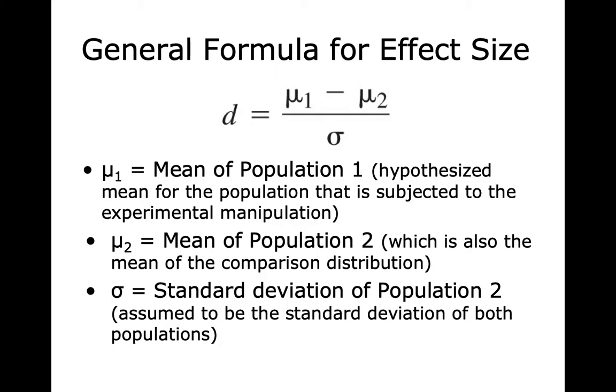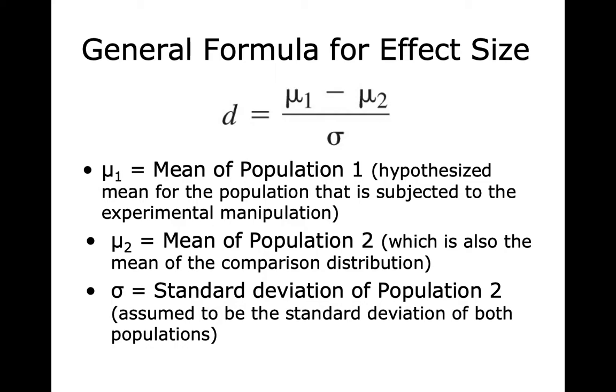So here's our general formula for effect size. As mu1, we're going to use the mean of population 1, and this will be a hypothesized mean for the population that is subjected to some experimental manipulation or some treatment. So this is a treated population. Mean number 2, mu2, is the mean of the comparison distribution. In other words, the distribution that is associated with the null hypothesis, the untreated distribution of people.